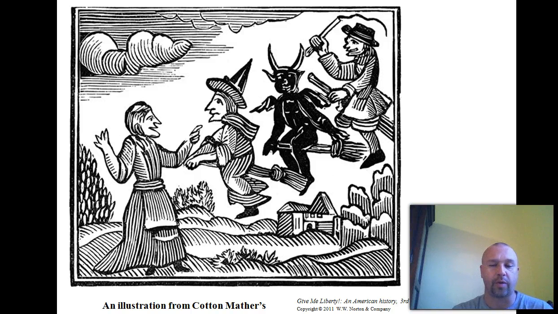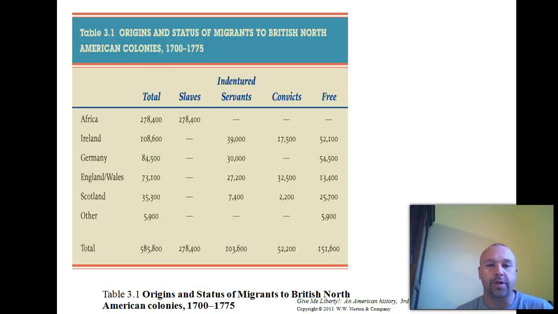I'm not sure if that's a real picture. Origins and status of migrants to British North American colonies. If you're interested, this shows you the breakdown of people coming over from Africa and Europe as well. In total, nearly 600,000 moving to the British colonies.